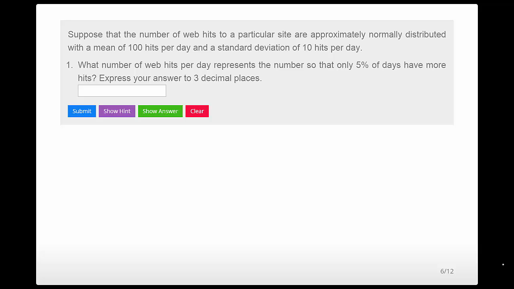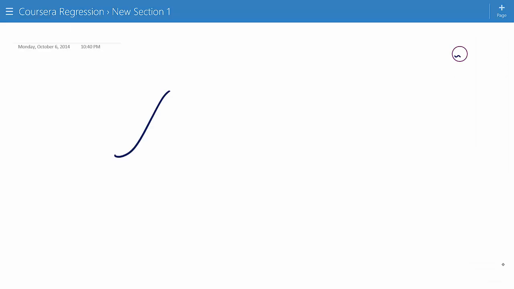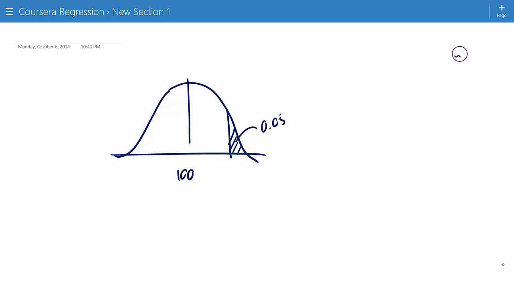So suppose that the number of web hits to a particular site are approximately normally distributed with a mean of 100 hits per day and a standard deviation of 10 hits per day. So the same numbers as earlier. And what number of web hits represents the number of days so that only 5% of the days have more web hits? Here's our normal distribution, 100. We want the point such that the area above it is 5%.